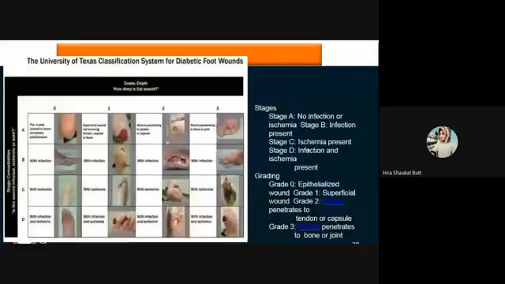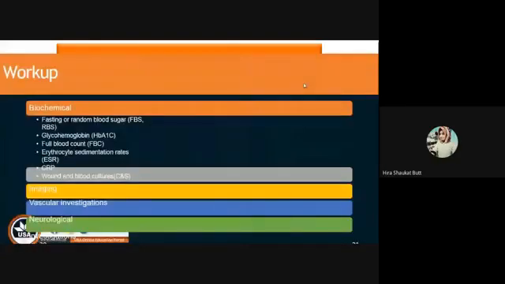This is the University of Texas classification for the diabetic wound. How they do grading: in grade 0 there is no epithelialization. Grade 1 says there is a superficial wound. Grade 2 says there is a deeper wound which has involved the tendon and the capsule of the joint. And grade 3 says that the wound has involved the bone or the joint. So this is how grading or staging of the wound is done. All right, so this is how the University of Texas also classified it.